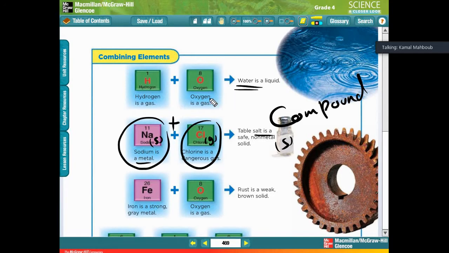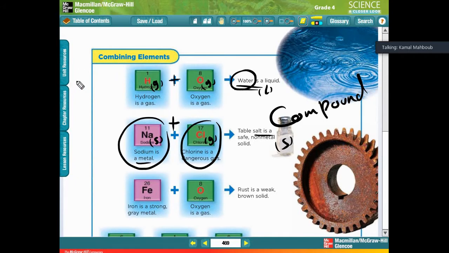Water is a compound. Water is made up of two elements, hydrogen, which is a gas, and oxygen, also a gas. Hydrogen is an explosive gas, and oxygen will increase the fire, making the fire move up. But when we mix both of them together, we have water. Water is important for your health. Water is liquid. Now, new substance, new properties, guys. Can you see that?